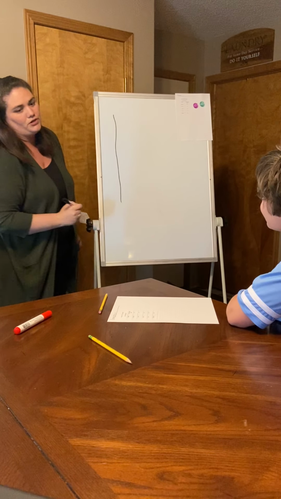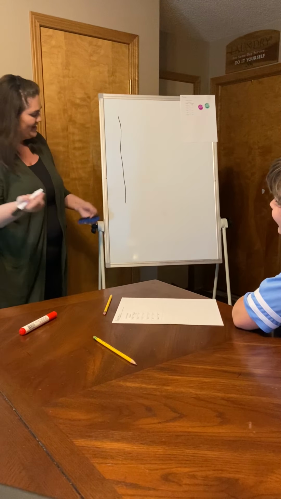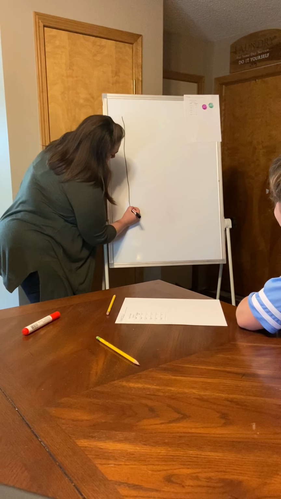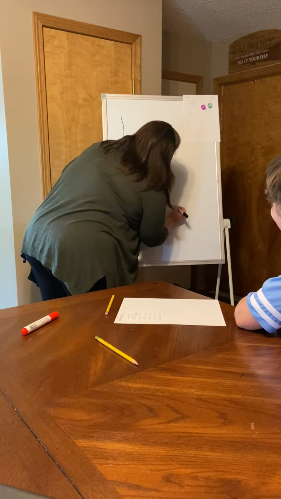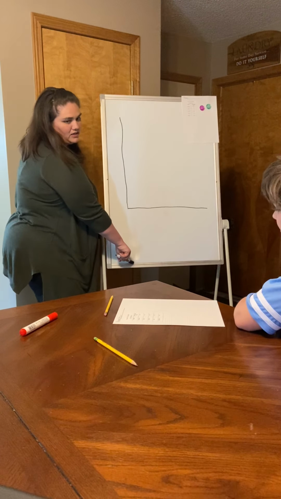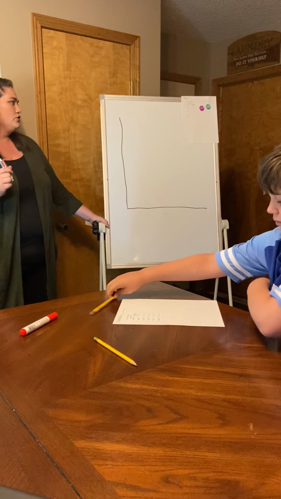Now, is my line very straight? No. Is that okay? Yes. So we're going to do our vertical line, and then we're going to do our horizontal line. And again, we don't want this line to be clear down at the bottom because we're going to write stuff here. So if you guys can go ahead and do that on your sheets.